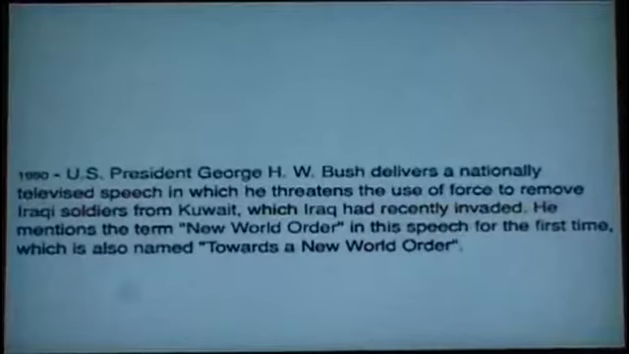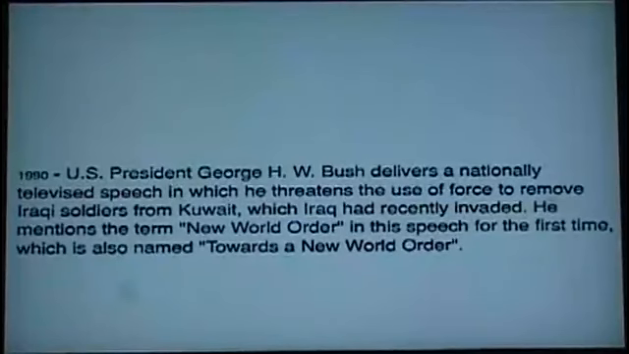And why is New York the Empire State? Well, U.S. President George Bush delivered a nationally televised speech in which he threatened the use of force to remove Iraqi soldiers from Kuwait, which Iraq had recently invaded. He mentioned the term New World Order in this speech for the first time. It was also named Towards a New World Order. So this is what those men of tomorrow are working towards: a new world order.